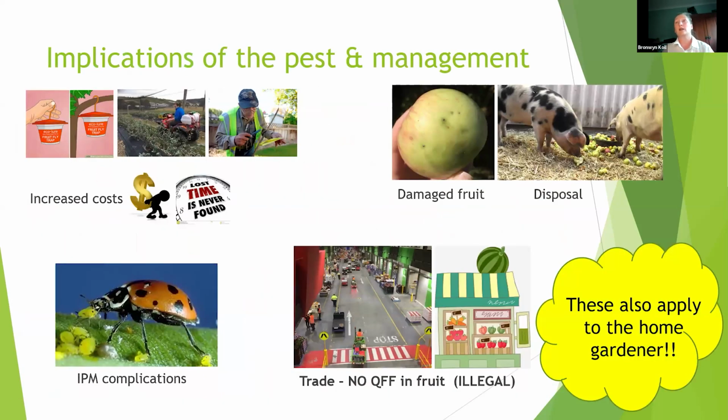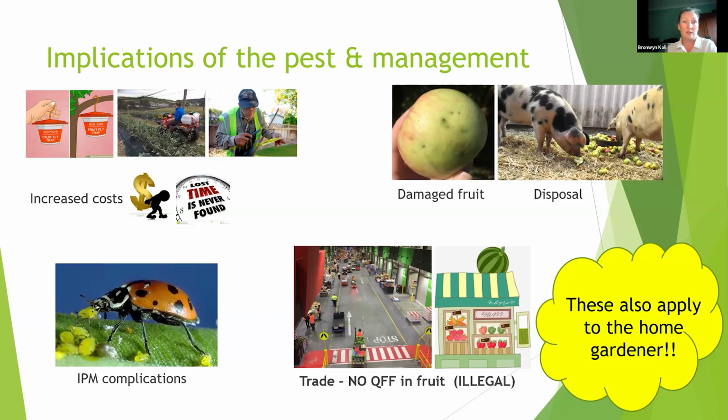So what are the implications of the pest, and what are the implications of fruit fly management? We have increased costs, and that means we've got to put fruit fly traps out, we've got to put bait out, and we've got to spend a lot of time looking for Queensland fruit fly. There's the cost of the damaged fruit if it does get out of hand, and the extra care and potentially extra costs of disposal of that fruit in a safe environment, for example, being eaten by livestock.